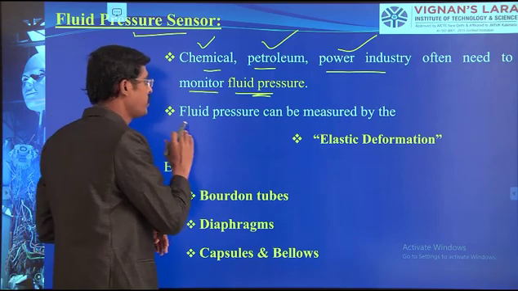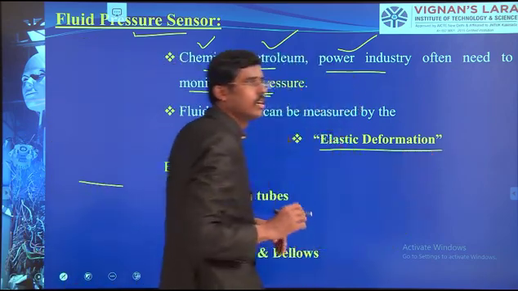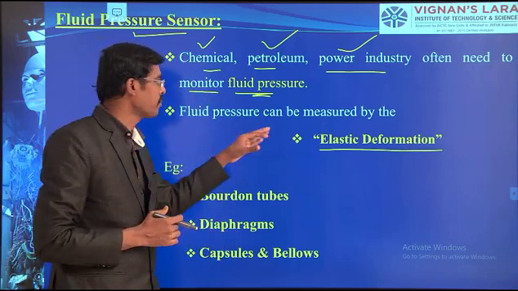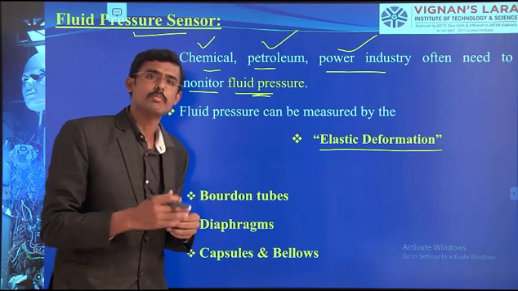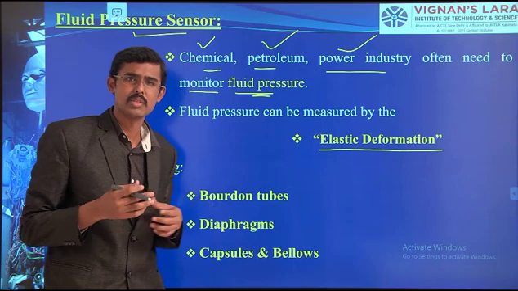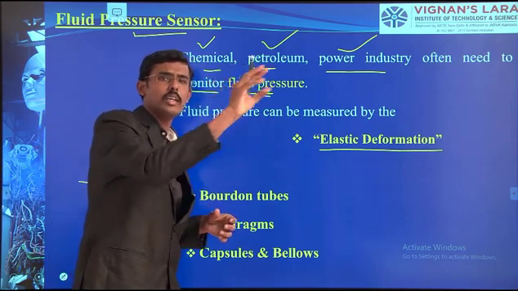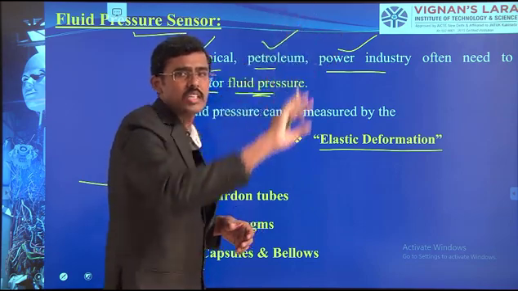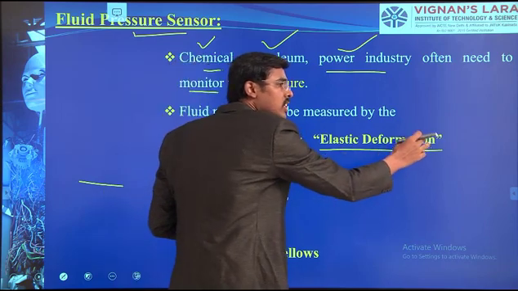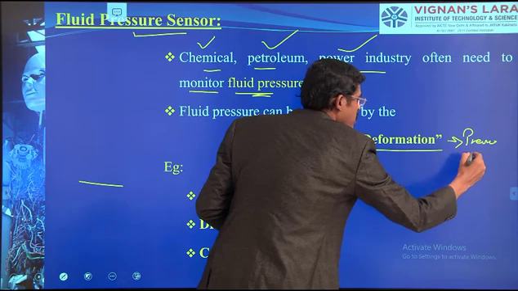The fluid pressure can be measured by using the elastic deformation principle. What we are using here principally, we may use rubbers or tubes or pipes in such a way that the fluid or liquid goes inside. Under this, the tubes or rubbers are elongated. Those elastic deformations you are going to measure as a pressure change.